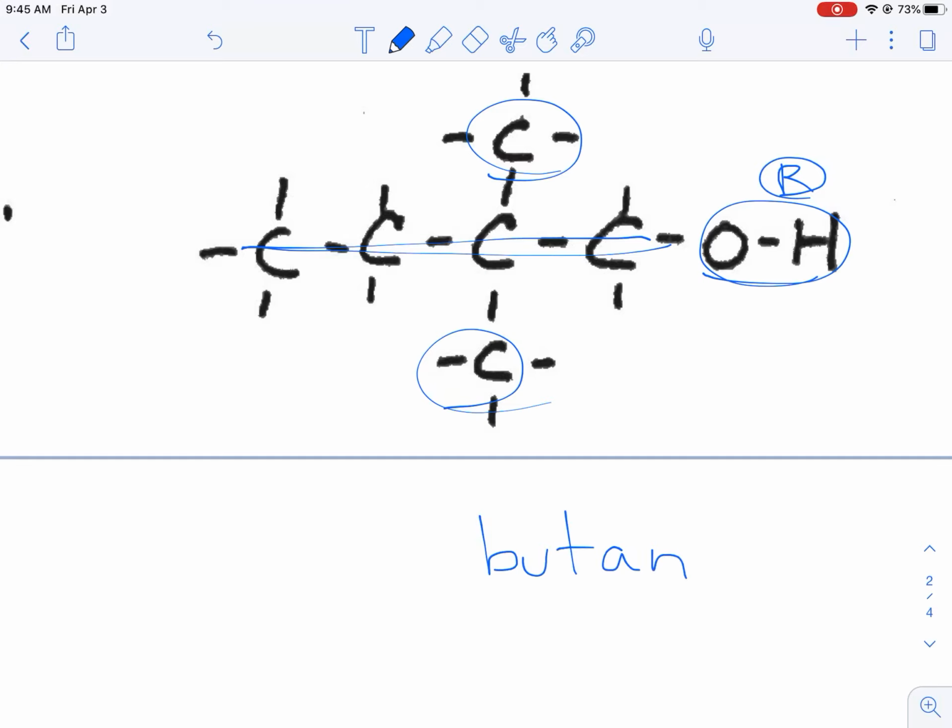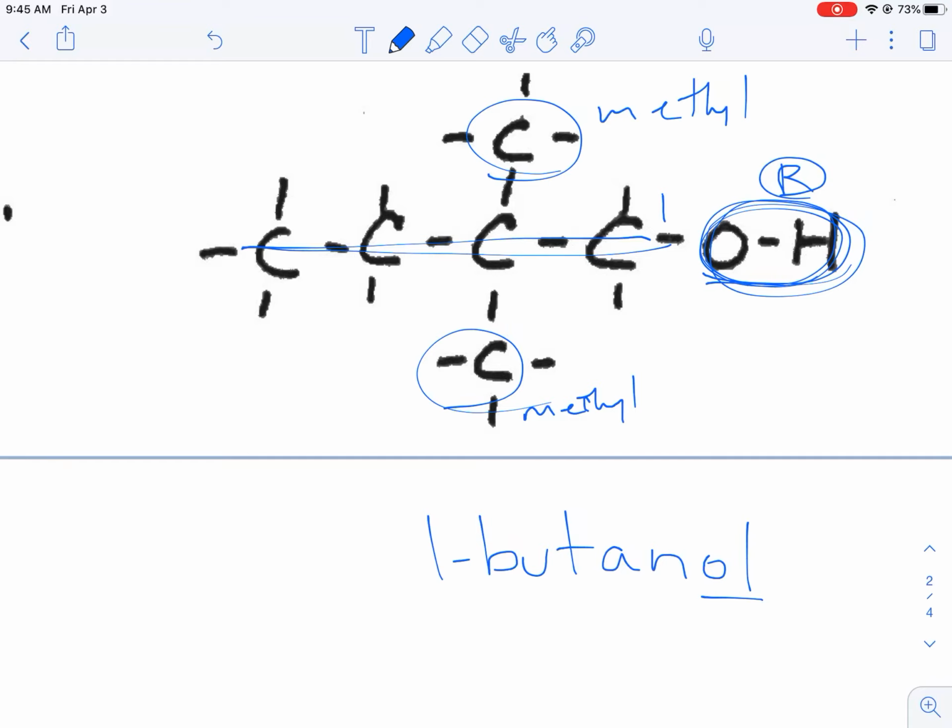And instead of calling it butane, I'm going to snip off the end, boop, get rid of that E, and make it ol. Well, where is the ol hanging out? That right there is an alcohol. It's hanging off carbon number 1. That's why it's 1-butanol. Now you might be saying, what am I going to do with this? And what am I going to do with this?